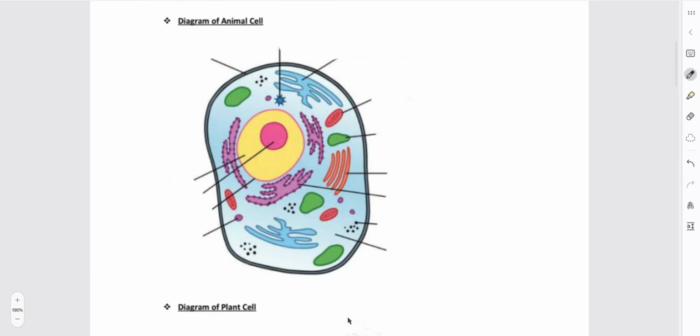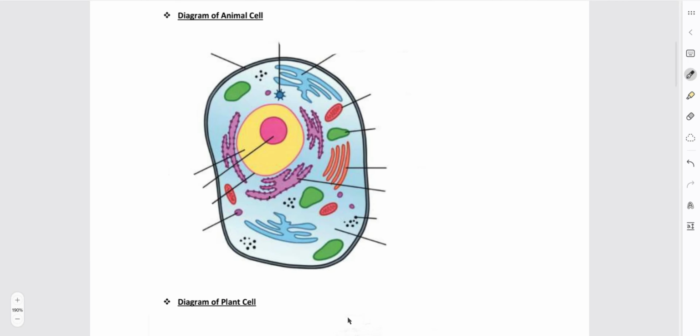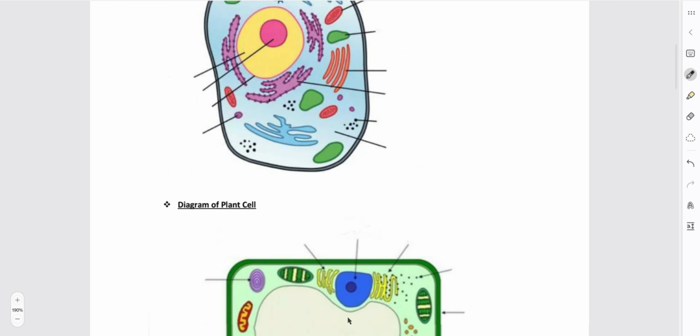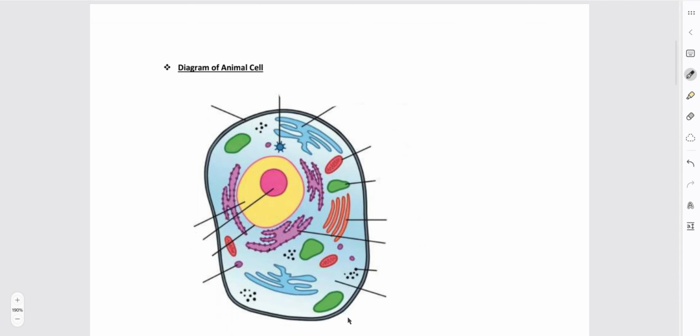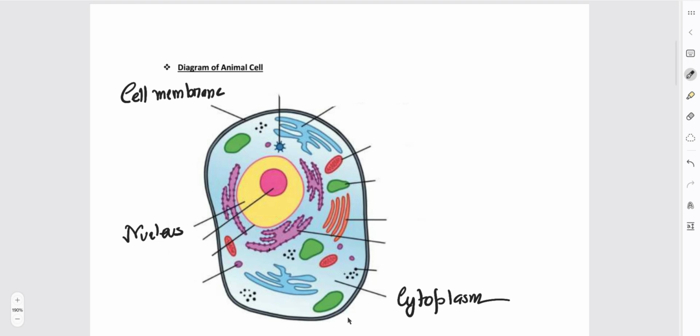A typical animal cell would look like this. So we have to identify each and every organelle that we can see. And a typical plant cell looks like this. Alright, first let's talk about the animal cell. Let's identify our three main components. We can see the nucleus, the cytoplasm, the jelly-like substance, right? And the cell membrane. Now, let's highlight our three important components and then label the remaining organelles, right?